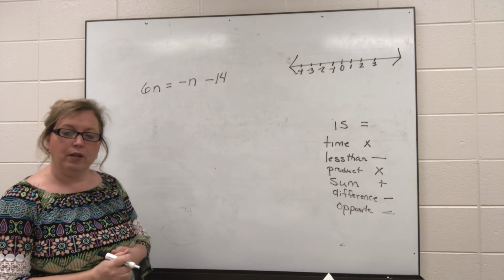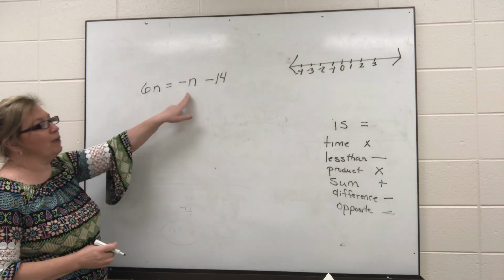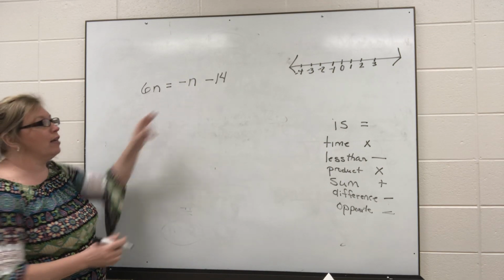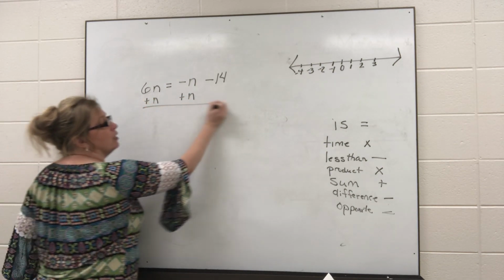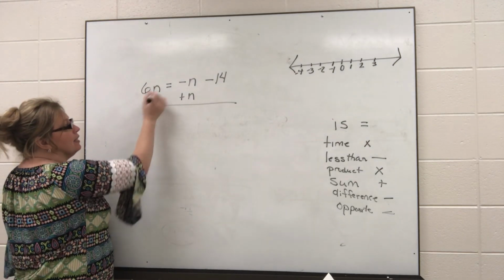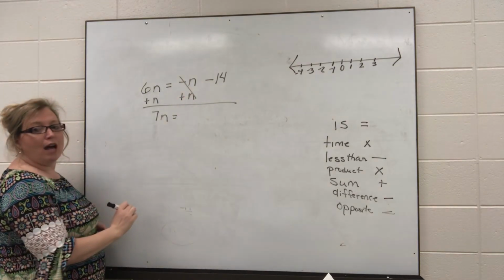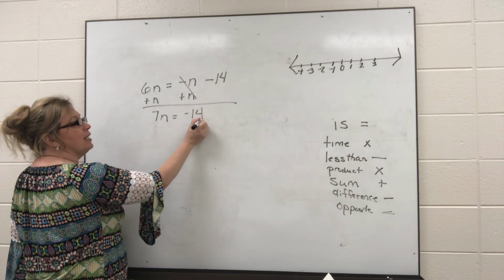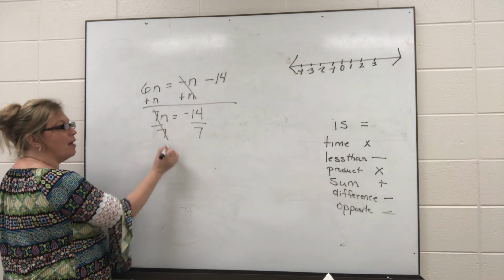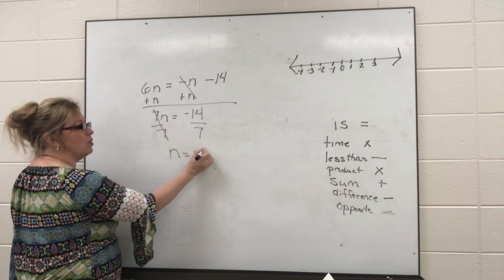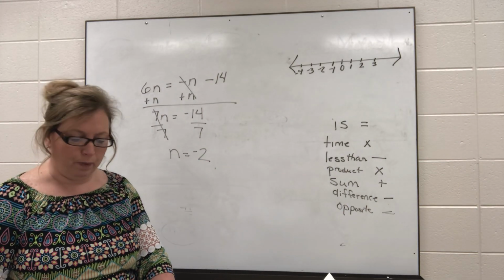Now all I need to do is solve. Since I have an n on this side and 6 n's over here, I want to get rid of this negative n. So I'm going to add an n. But whatever I do to the left, I must do to the right. 6n plus n is 7n. These n's are going to cancel out, leaving me negative 14. So I'm going to divide by 7, because I want to get rid of those 7's. n equals negative 2.